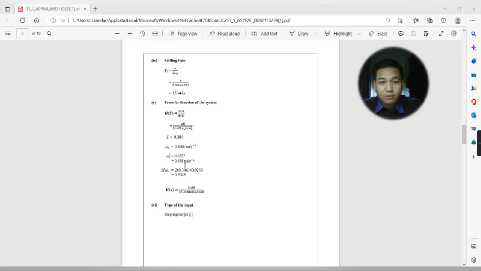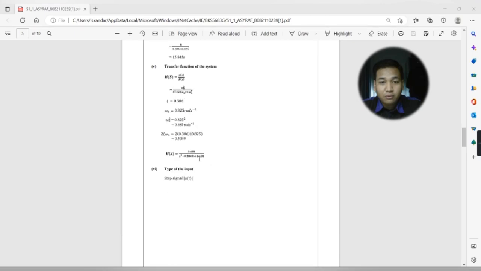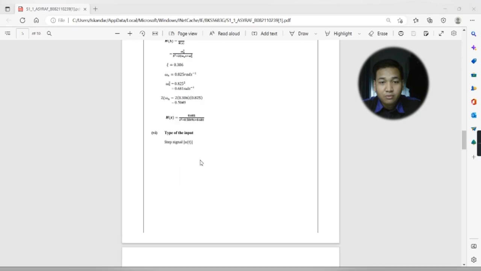With all the components, we substitute the values into the formula, and hence the transfer function of the system is G(s) equals 0.681 over s squared plus 0.549 s plus 0.681. And the next question is the type of the input. The type of the input for this question is a step signal u(t).